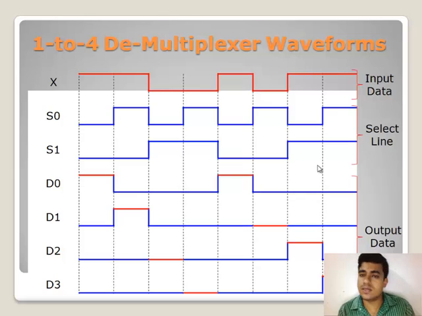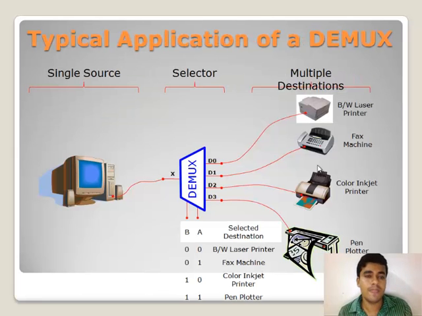This is the same as a multiplexer; this is the waveform for a 1:4 demultiplexer. Here we will see that if select line S0 is low and S1 is low, then D0 will be present. Similarly, if S0 is high and S1 is low, then D1 is present. Single inputs are present according to the given control line or select input line.